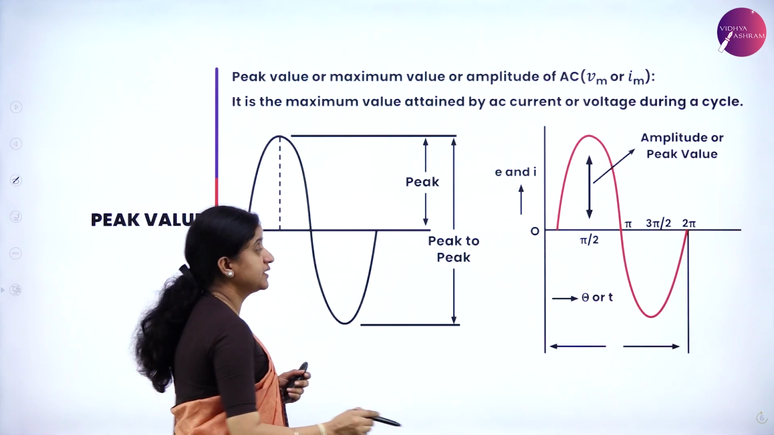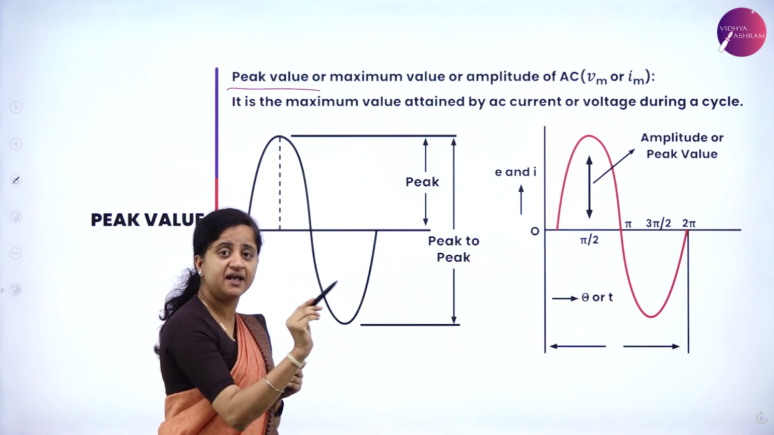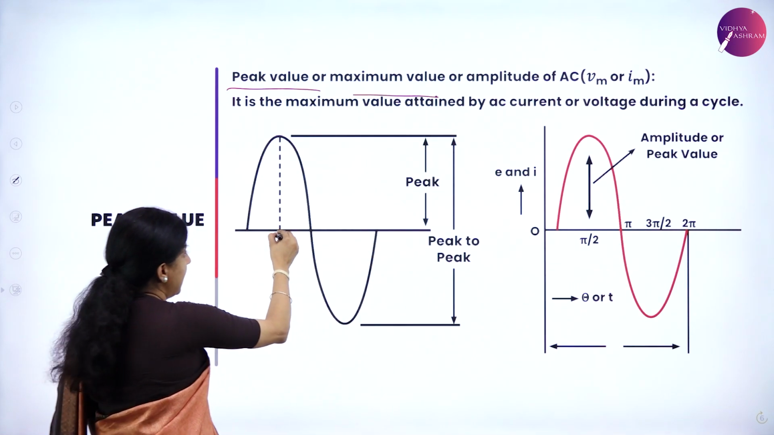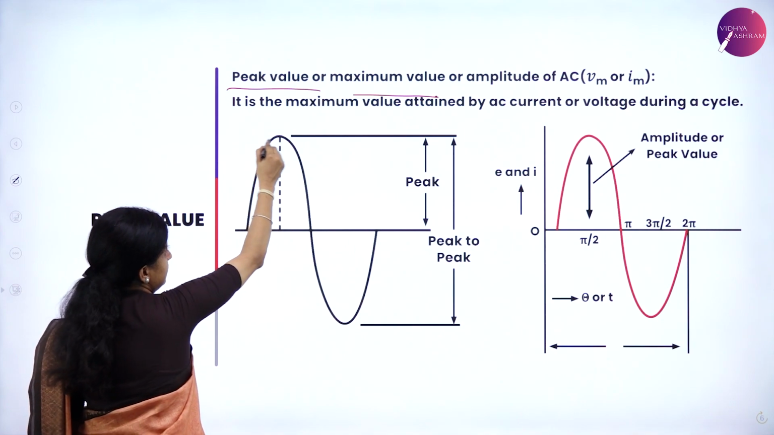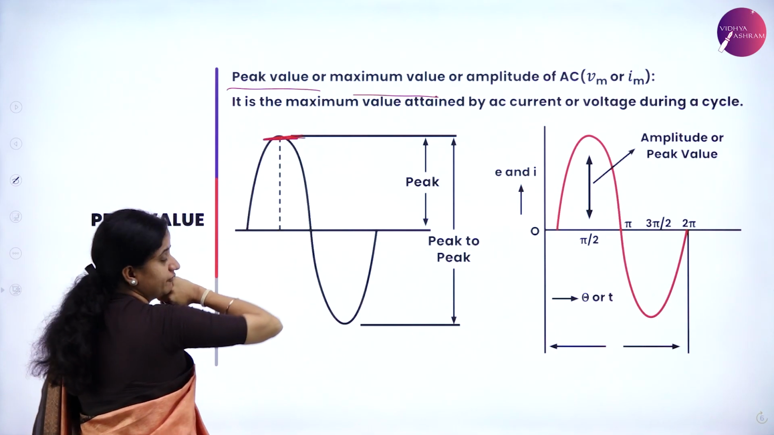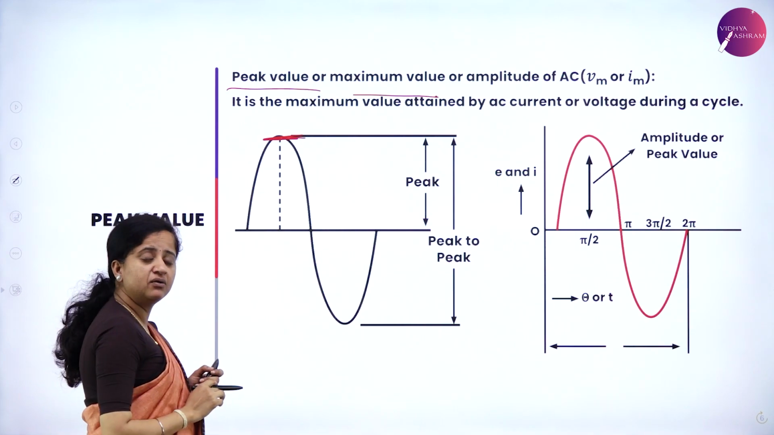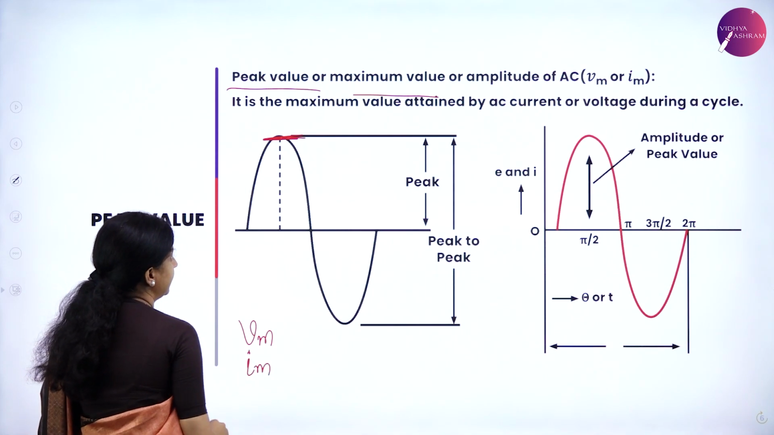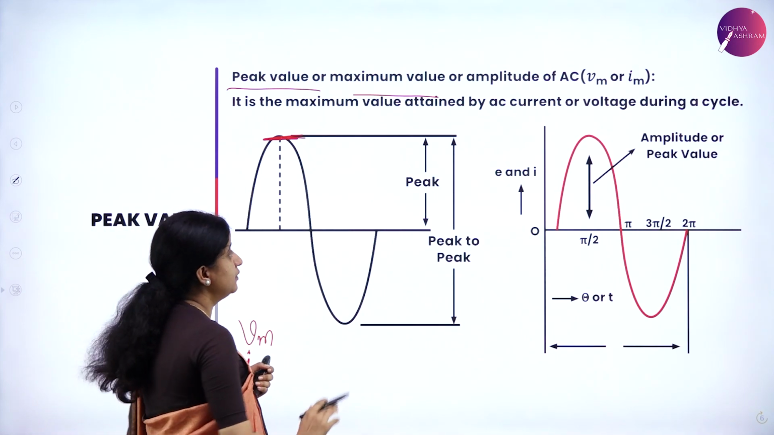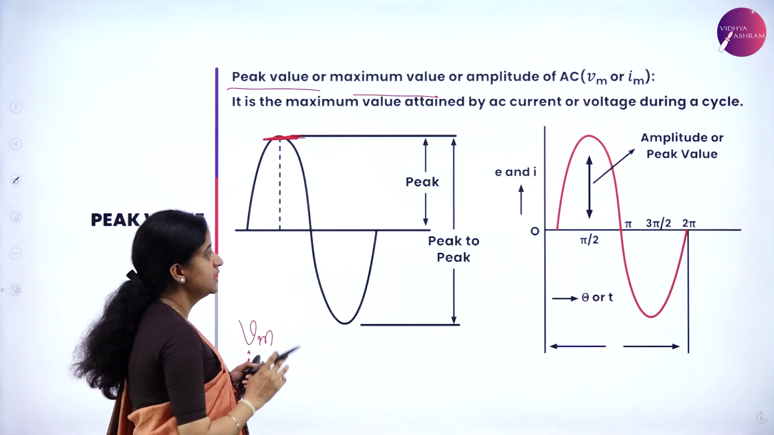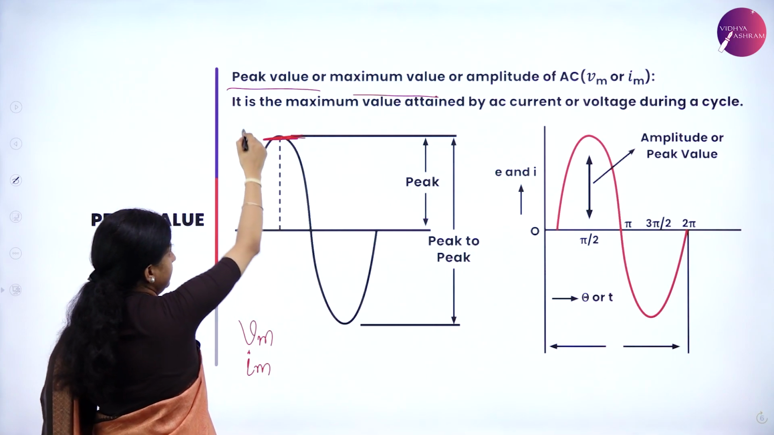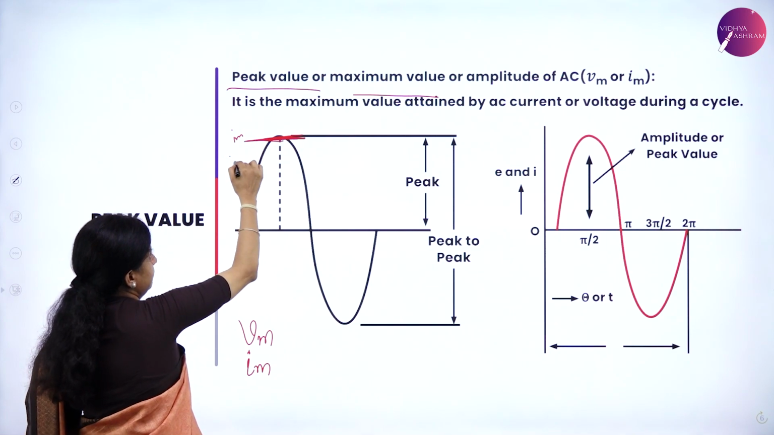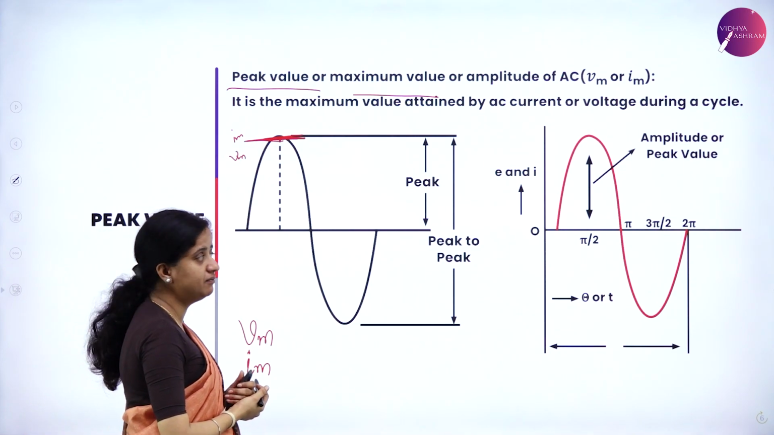So the next parameter to understand is a peak voltage. The name itself refers. Peak voltage means the maximum value or the amplitude of AC. So this value is called as peak value of voltage or peak value of current. Peak value of voltage is denoted by Vm and peak value of current is denoted by Im. So it is nothing but the maximum value attained by AC current or voltage during a cycle. So if it is varying current, then this is a peak current. So if it is varying voltage, then it is a peak voltage, which is denoted by Im and Vm respectively.